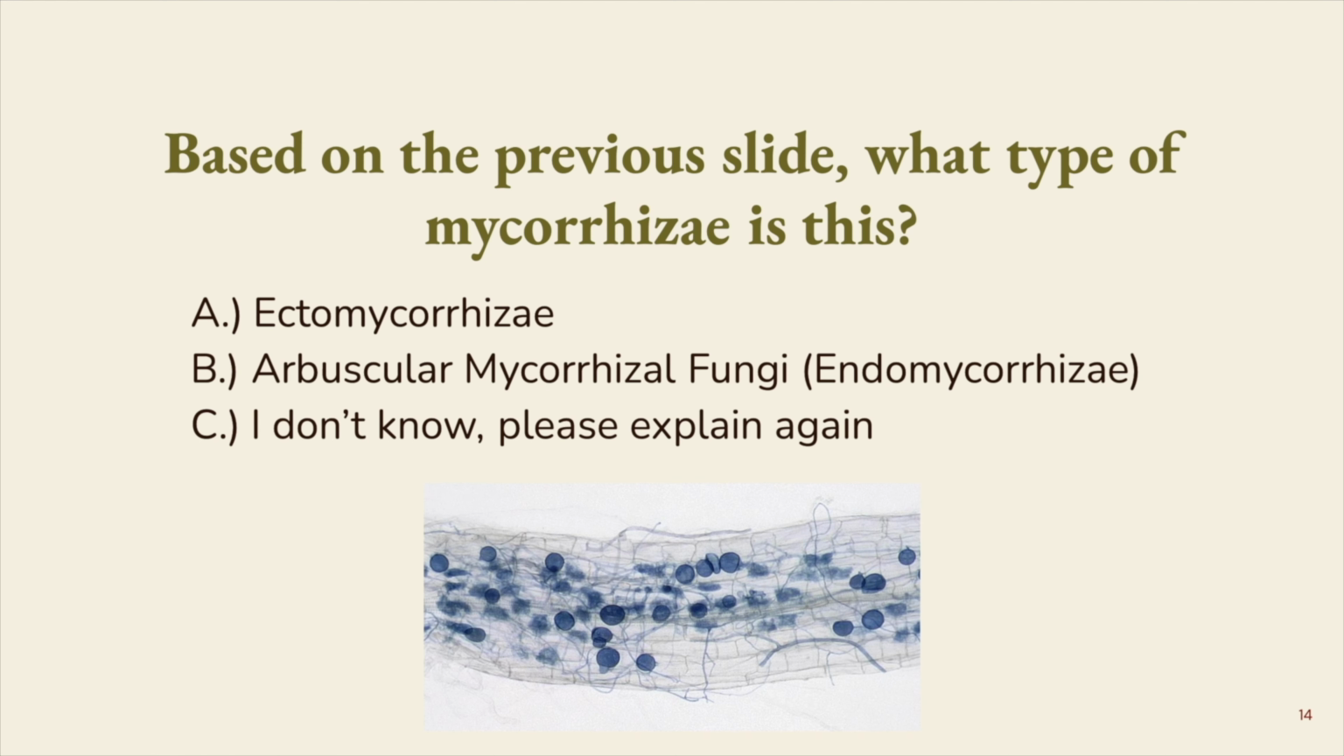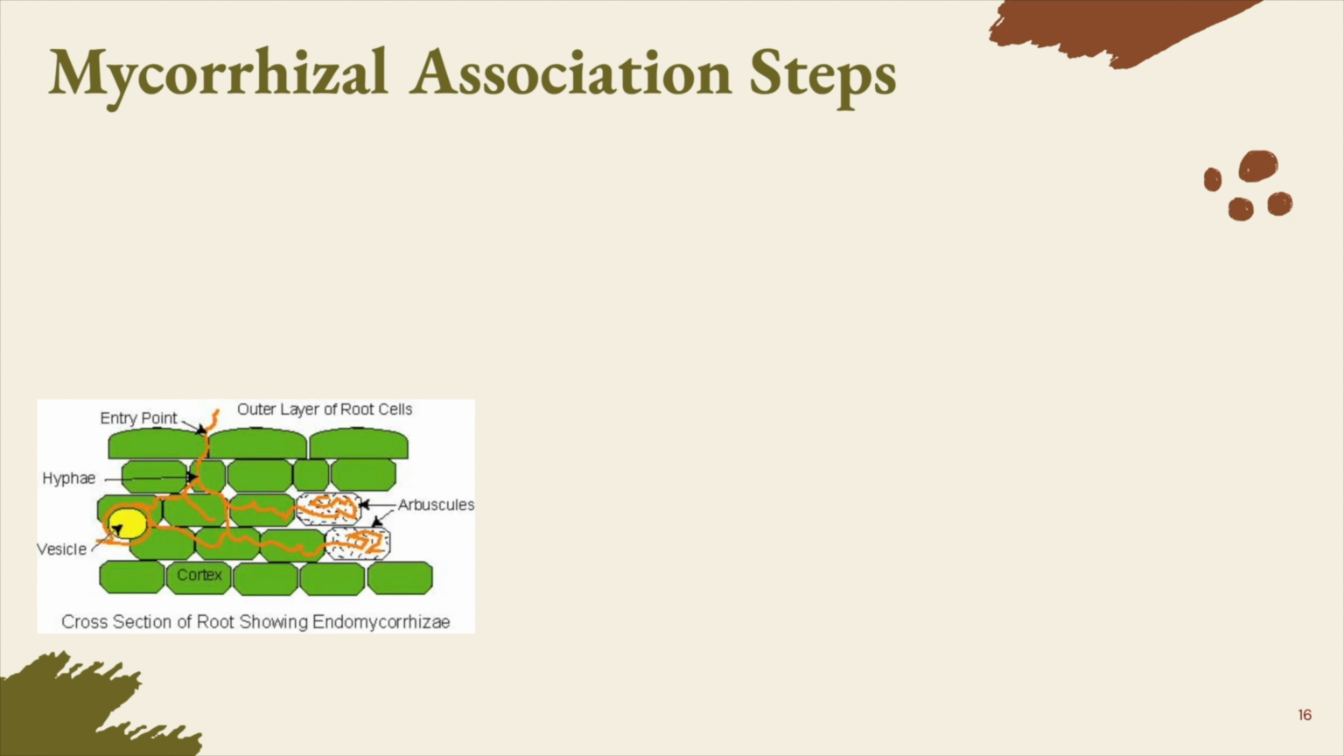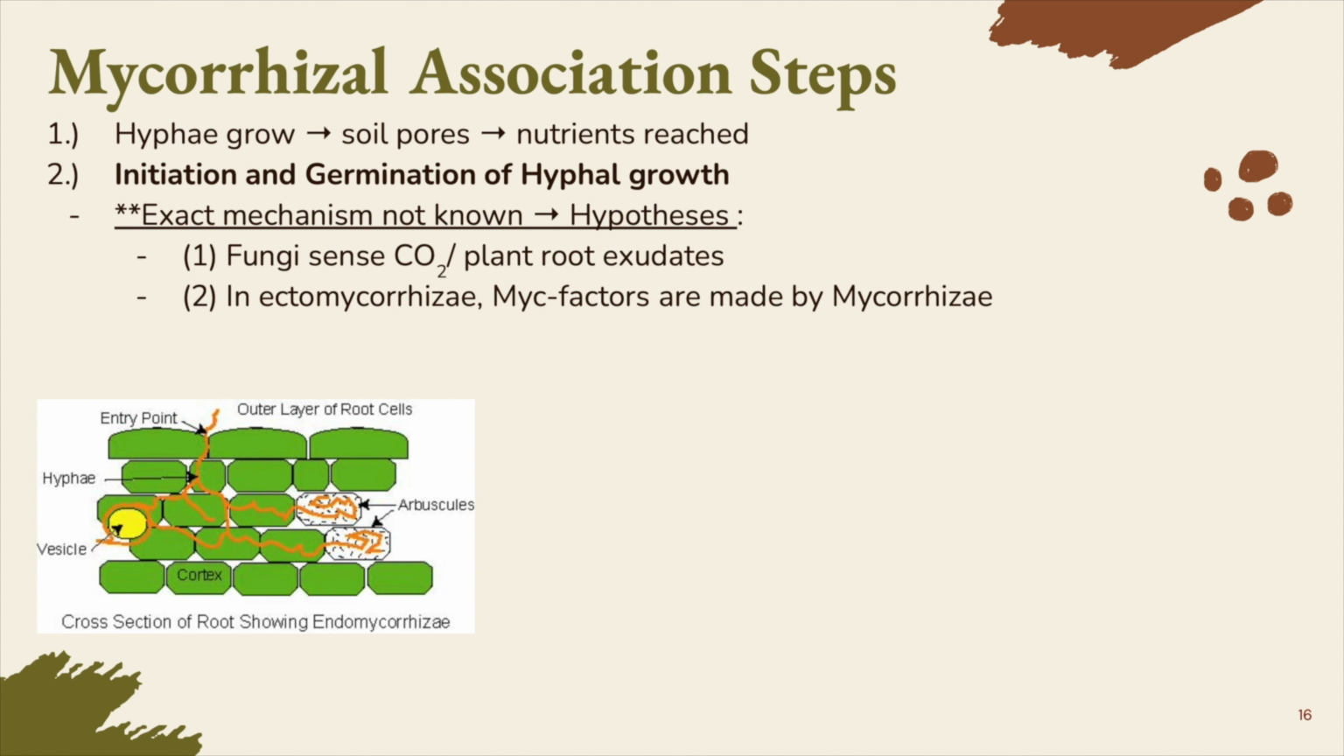Based on the previous slide, what type of mycorrhiza is this? This is an arbuscular mycorrhizal fungi because they penetrate the root cells. Mycorrhizal association steps. The steps for mycorrhizal associations with plants are extremely similar to how rhizobia interact with the host legumes. First, hyphae grow into soil pores and reach nutrients inaccessible to the plant. Then, initiation and germination of the hyphae occur.